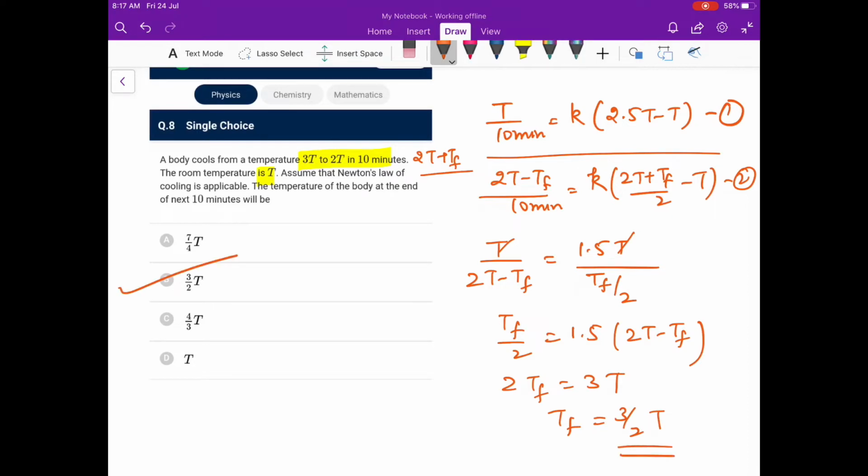So go for option B, that is the most appropriate one. This is the answer for question number 8.